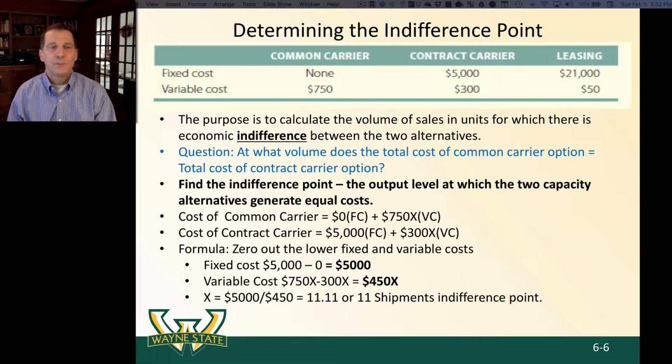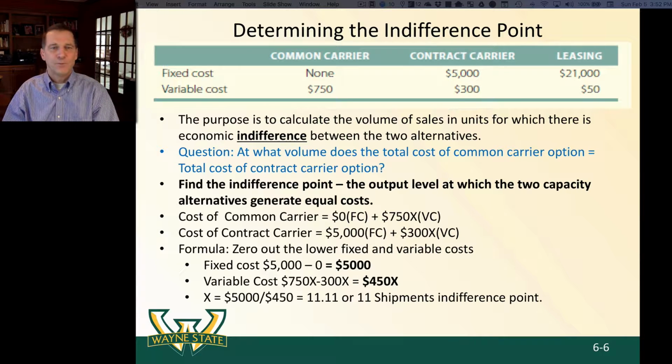So the indifference point, the purpose is to calculate the volume of sales in units for which there is economic indifference between the 2 alternatives. I could have worded that differently. Question: at what volume does the total cost of the common carrier option we see here equal the total cost of the contract carrier option? That's what we're solving for.